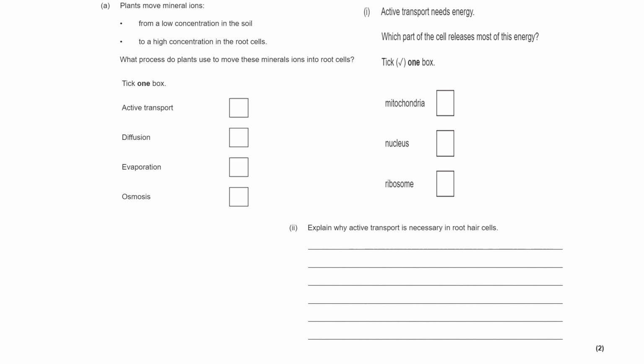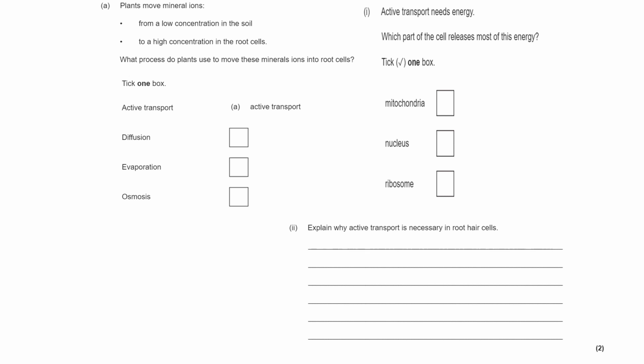Let's have a go at these exam questions. Pause the video now. Okay, let's go through the answers. What process do plants use to move mineral ions into their root cells? Well, that's active transport. Active transport needs energy.